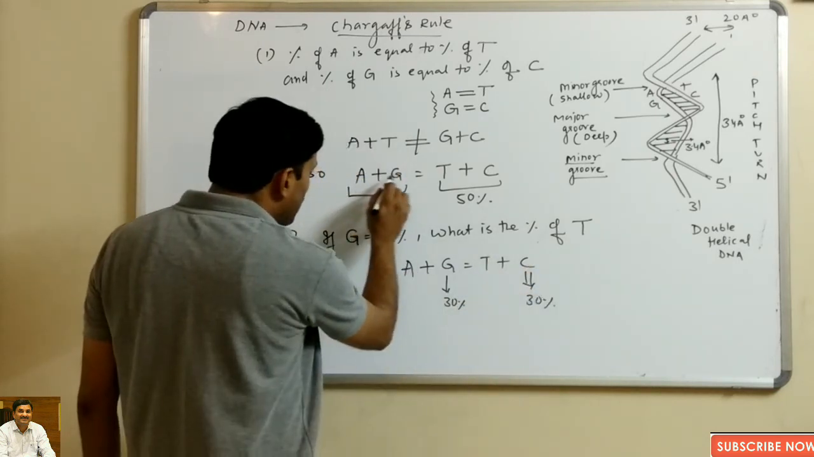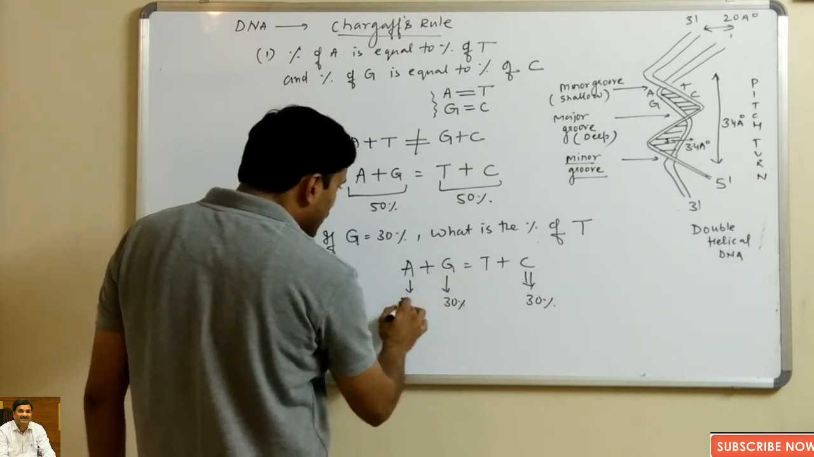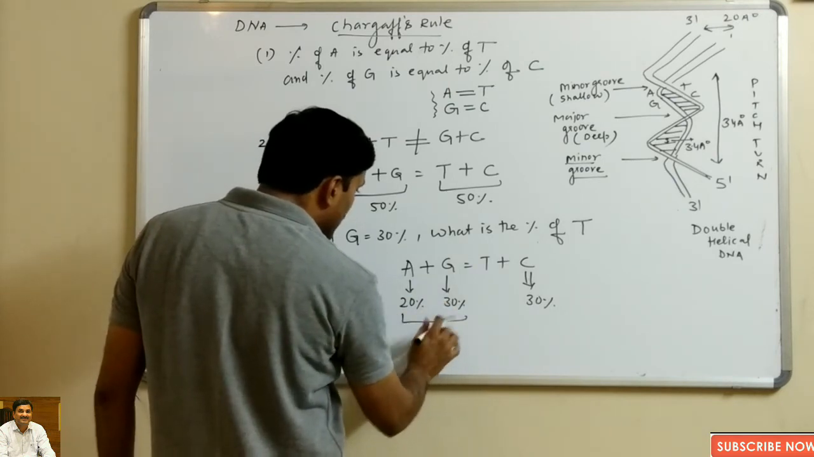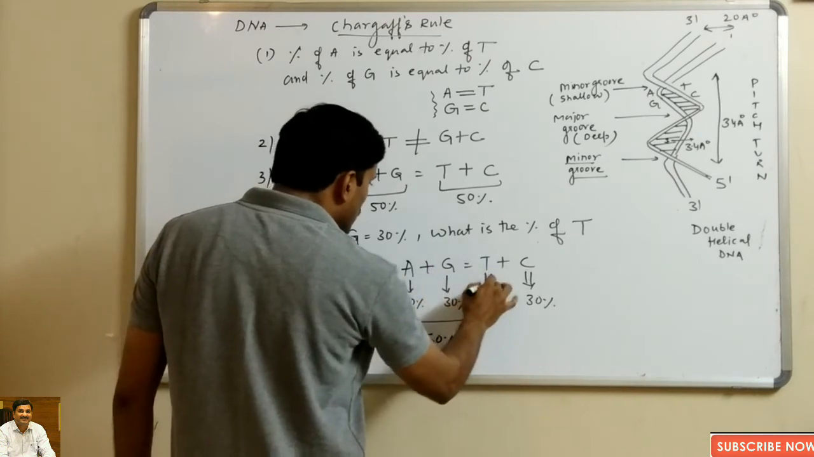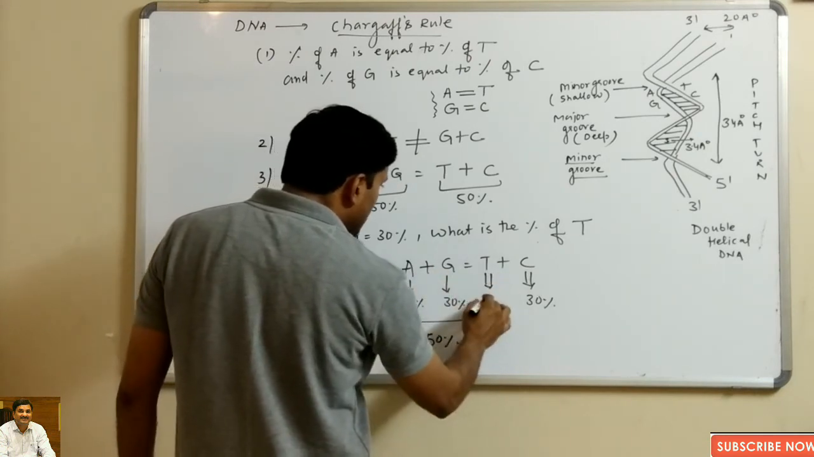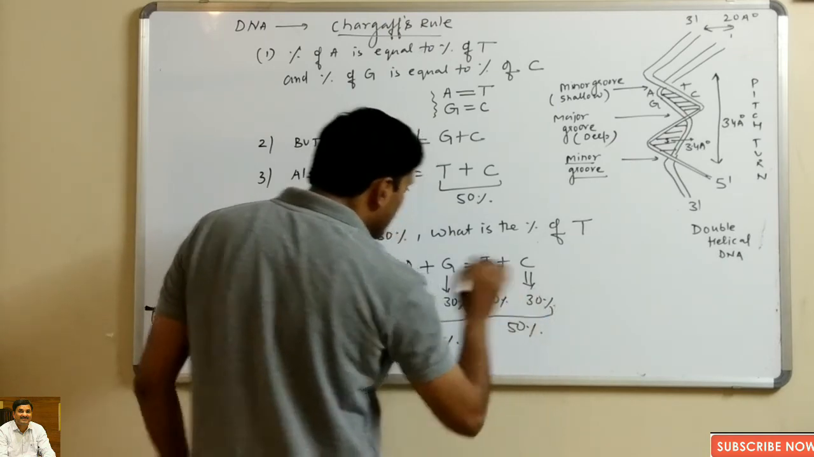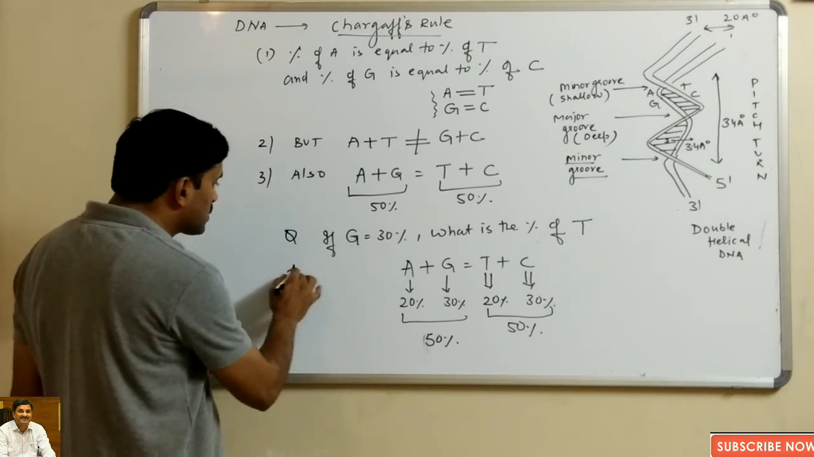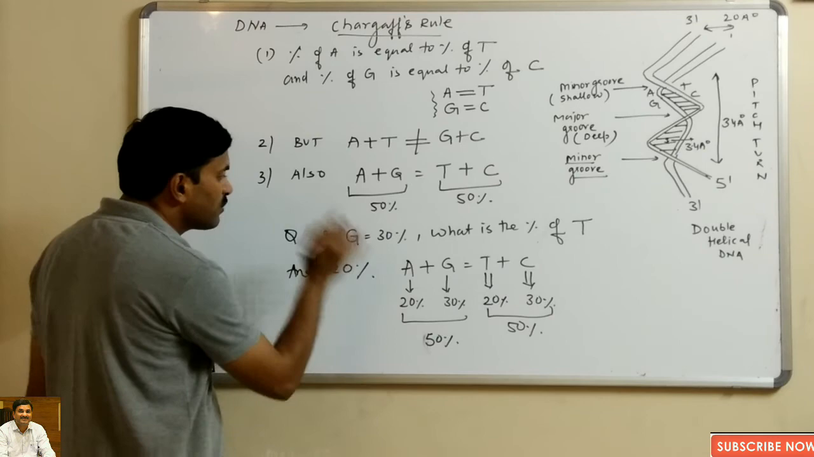And we also know that A plus G must be 50%. So to make A plus G 50%, what will we put here? 20%. So 20 plus 30 comes out to be what? 50%. And we also know A is equal to T. So if A is 20, then automatically T is what? 20%. So T plus C will also become 50%. So A plus G is equal to T plus C. So what will be the answer for this question? What will be the percentage of the T? The percentage of the T will be 20%.